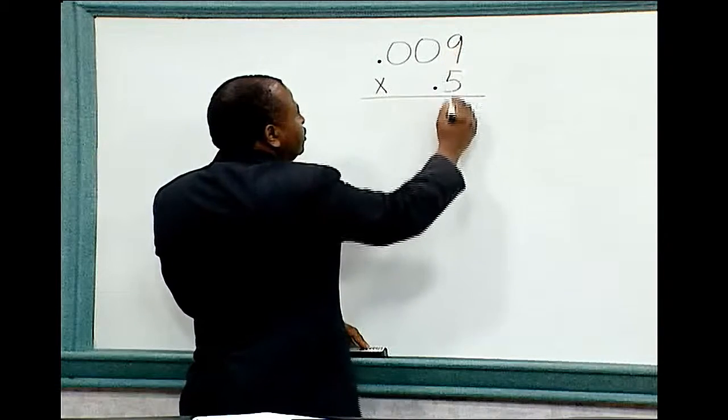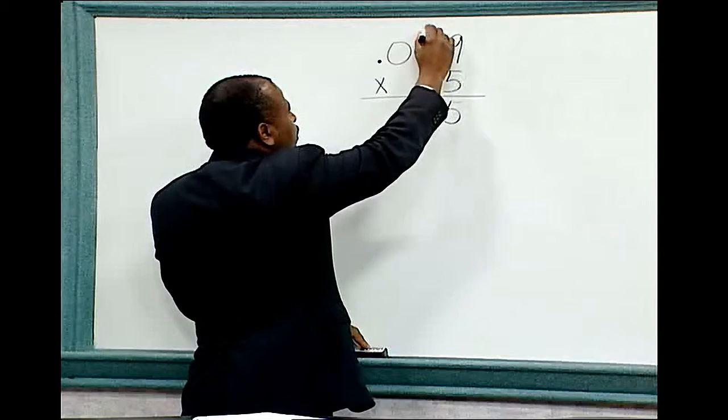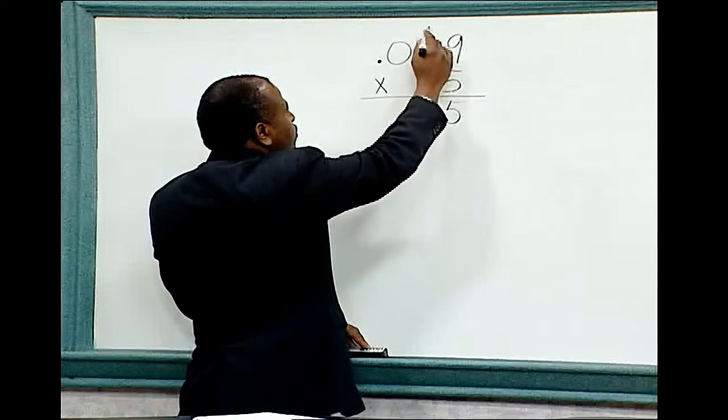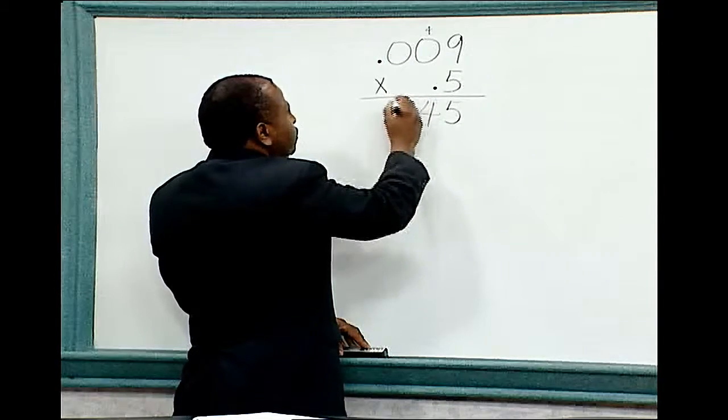We start by multiplying. 5 times 9 is 45. Write the 5, carry the 4. 5 times 0 is 0, plus 4 is 4. 5 times 0 is 0.